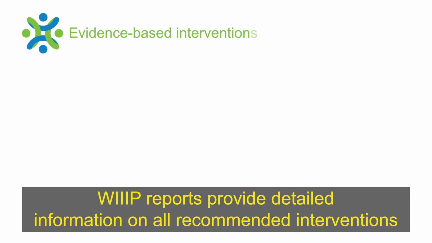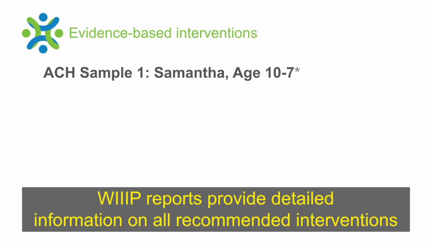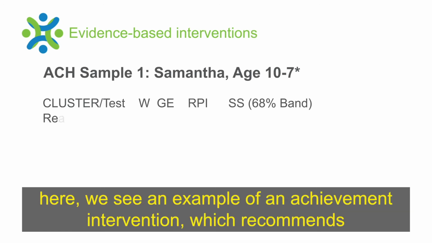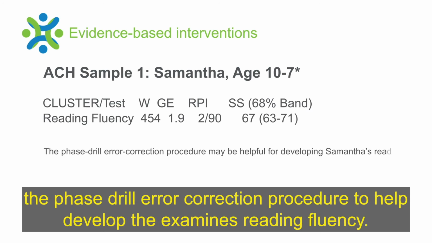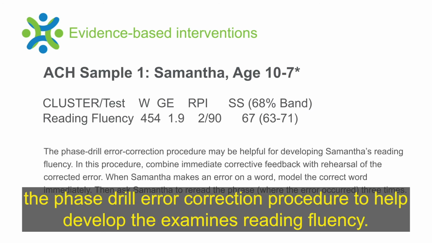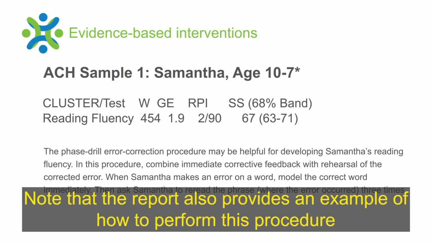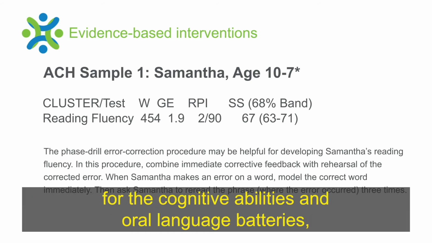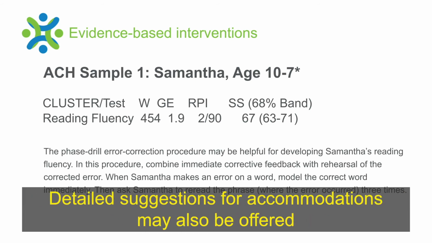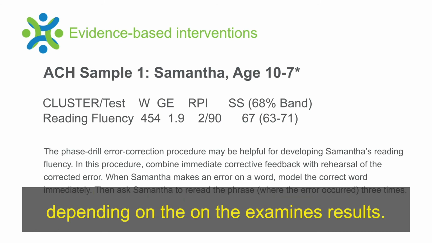WIIIP reports provide detailed information on all recommended interventions. Here we see an example of an achievement intervention, which recommends the phased drill error correction procedure to help develop the examinee's reading fluency. Note that the report also provides an example of how to perform this procedure. For the cognitive abilities and oral language batteries, detailed suggestions for accommodations may also be offered depending on the examinee's results.